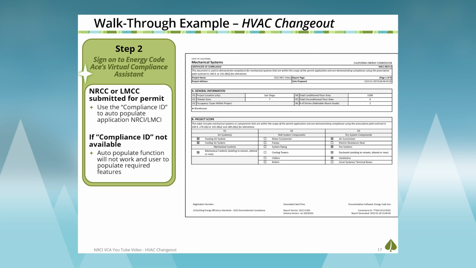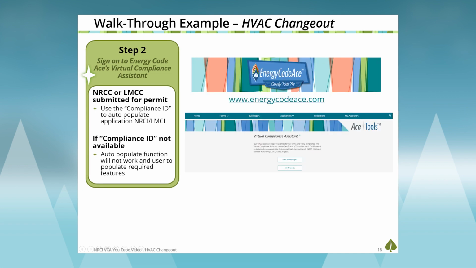Now, the important thing to make sure you have before you go into the virtual compliance assistant is the certificate of compliance form that was used and approved at plan check, and that's going to be included in the plan set. And we're going to make sure that we can find the compliance ID in the lower right-hand corner. Now remember, if you don't have a compliance ID, there will be an alternative method of doing this, but we're going to be showing you the method that is reliant upon that compliance ID number. So we're going to go to the virtual compliance assistant and start working on this project together.